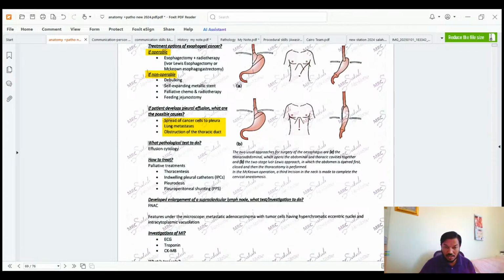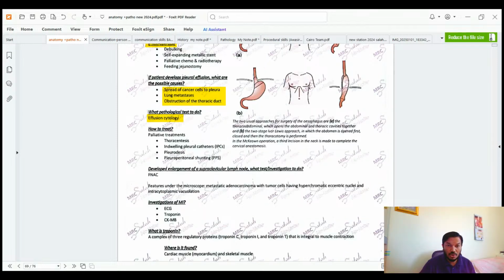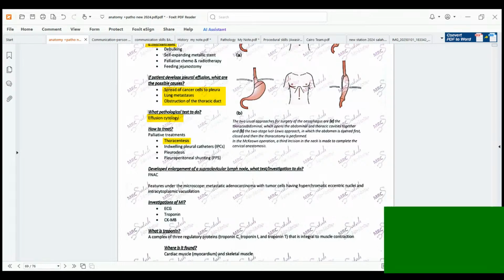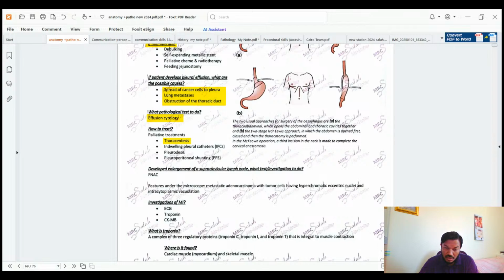What pathological test to do? Effusion cytology. How to treat? We can do thoracocentesis, indwelling pleural catheter, pleurodesis, and pleuroperitoneal shunting.